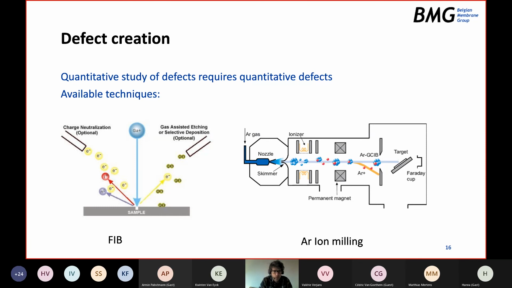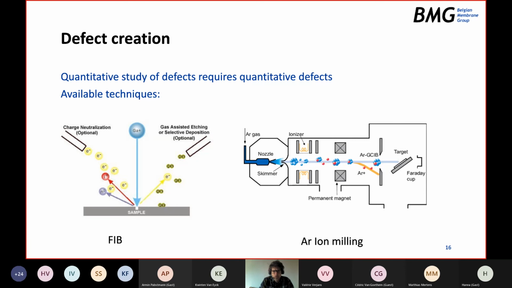A well-known technique, for instance, on the left is focused ion beam, in which gallium metal is ionized and accelerated under very high potential difference, and then those heavy atoms impact the membrane, or your sample, at a certain point, and transfer their energy to the solid sample, which then starts to eject a bit of the material.